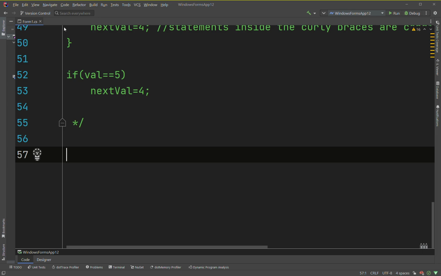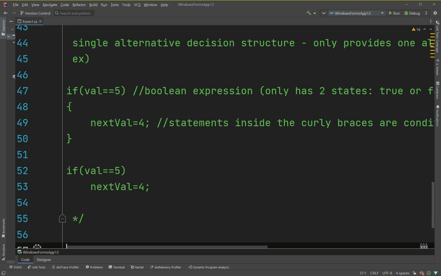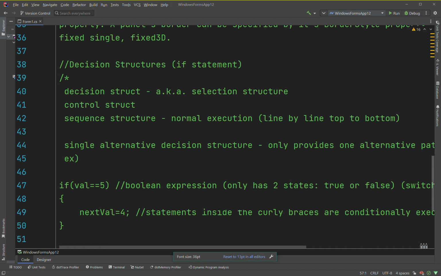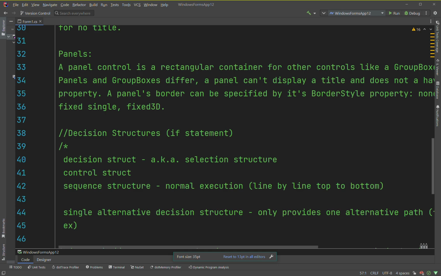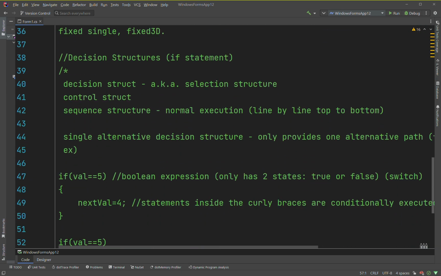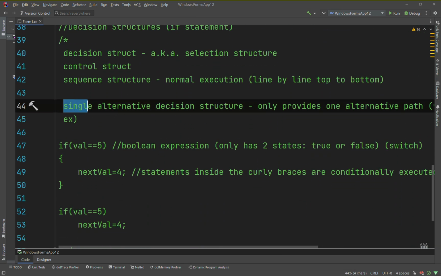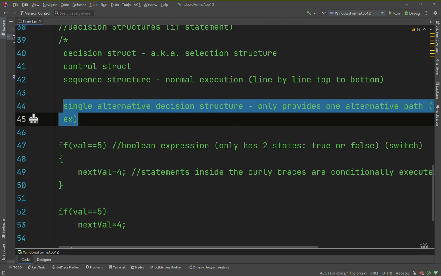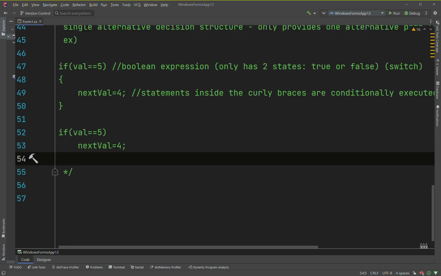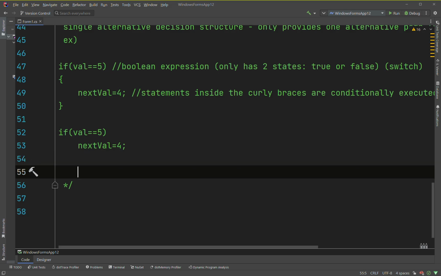Alright, so last time in the playlist we went over decision structures, control structures. So we focused on the single alternative decision structure. So now we'll talk about Boolean expressions and relational operators.